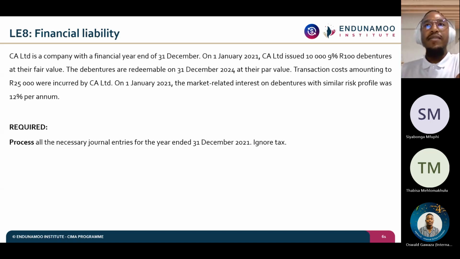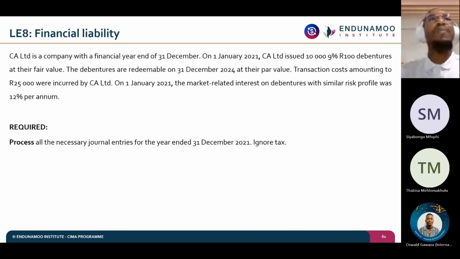So what this tells us is there are 10,000 debentures that have been issued. And if the entity has issued debentures, it means the entity has received an amount of money. So there's an amount of money that's gone into the bank account for 10,000 debentures, and 9% has to be paid. So 9% becomes 9% of what? 9% of the 100 Rand. The 100 Rand is the par value of the debenture. So 9% of 100 Rand per debenture, and there are 10,000 debentures, is the annual payment.